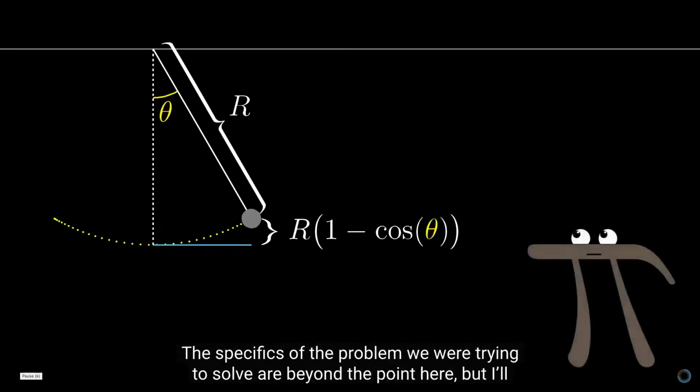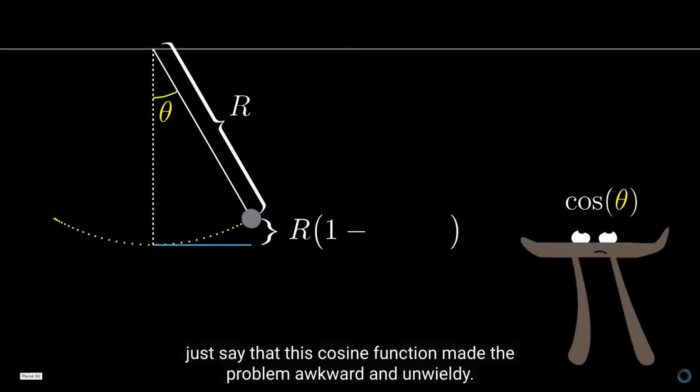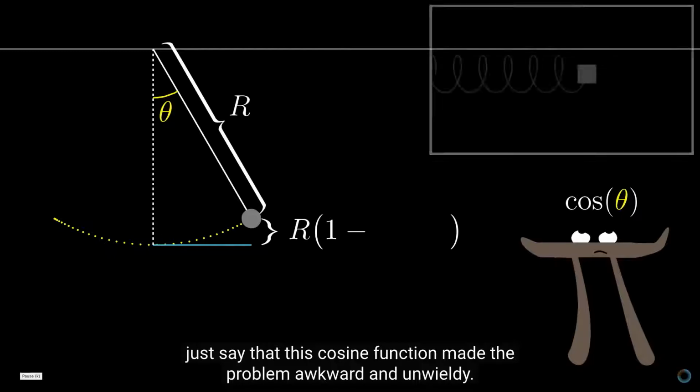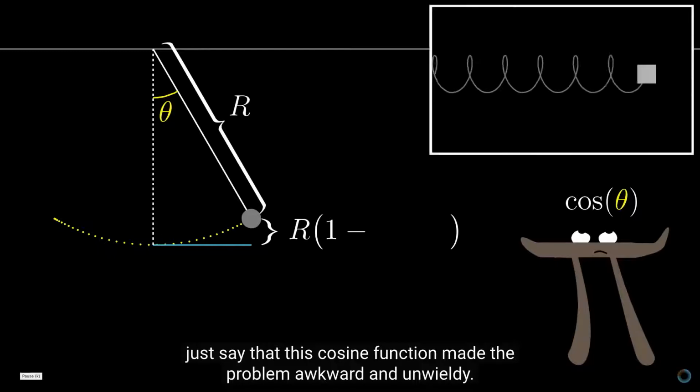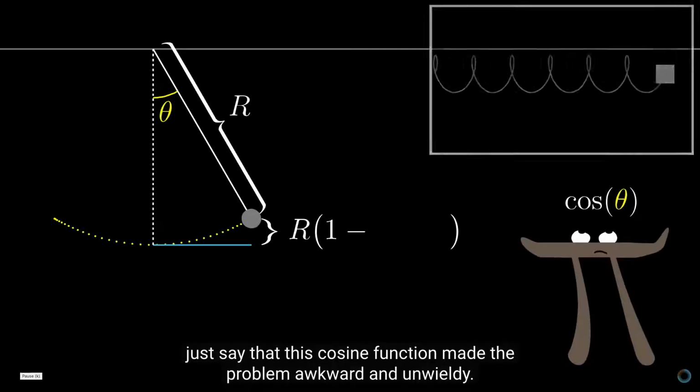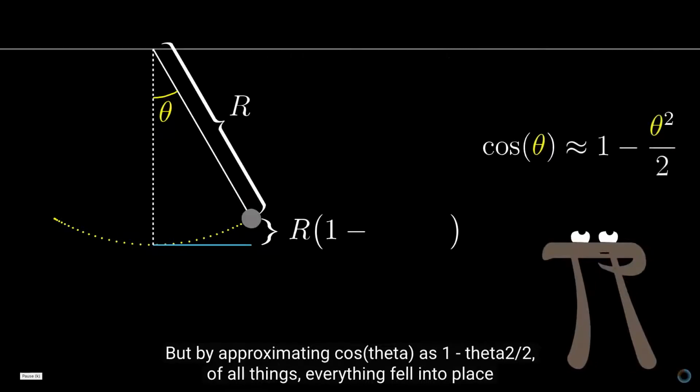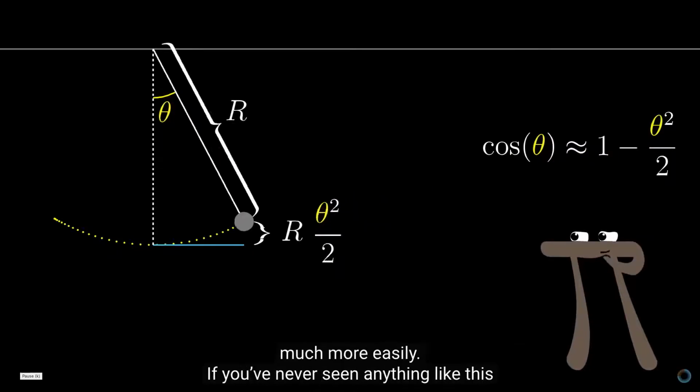Now, the specifics of the problem we were trying to solve are beyond the point here. But what I'll say is that this cosine function made the problem awkward and unwieldy, and it made it less clear how pendulums relate to other oscillating phenomena. But if you approximate cosine of theta as 1 minus theta squared over 2, of all things, everything just fell into place much more easily.